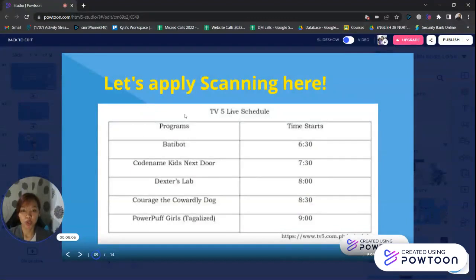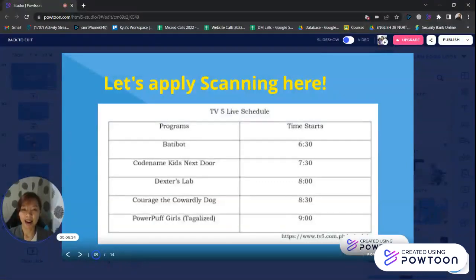As you could see, this is a table of TV5 live schedule of children programs such as Batibot, Codename Kids Next Door, Dexter's Lab, Courage the Cowardly Dog, how ironic, and Powerpuff Girls. All right, so my question is, when does Dexter's Lab start? At what time?